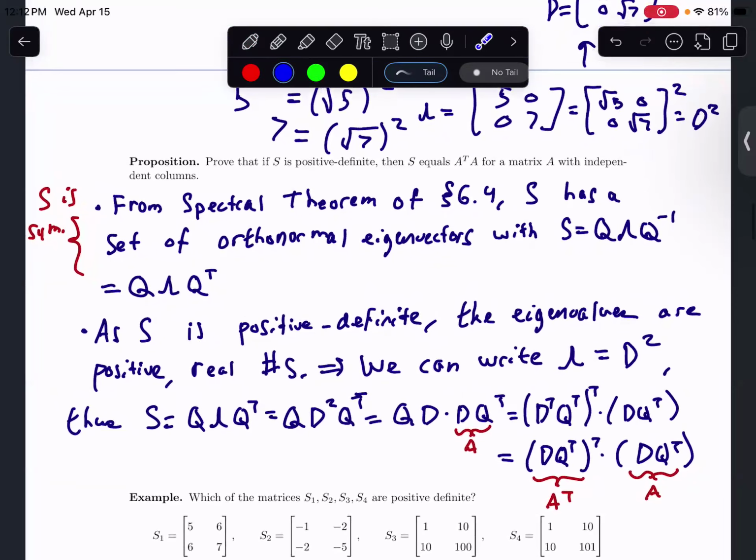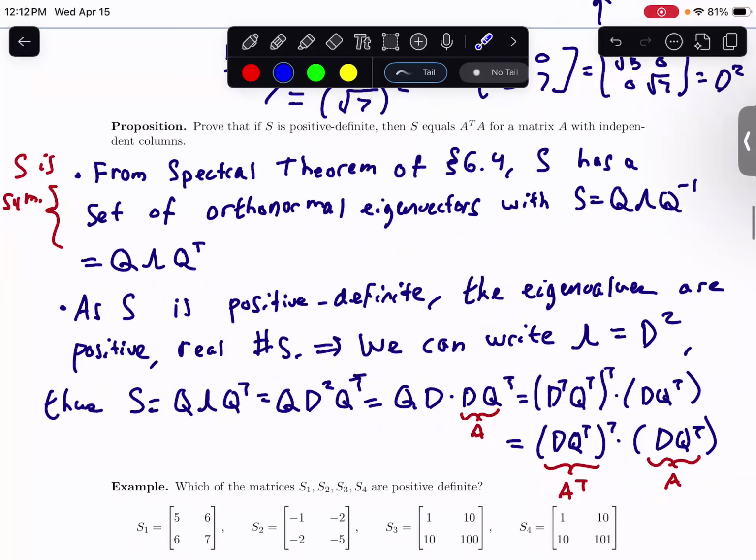And so it's worth mentioning that if you have a matrix of the form A transpose times A, it's always going to be symmetric. And symmetric matrices are important, which is why we care about having something of the form A transpose times A.